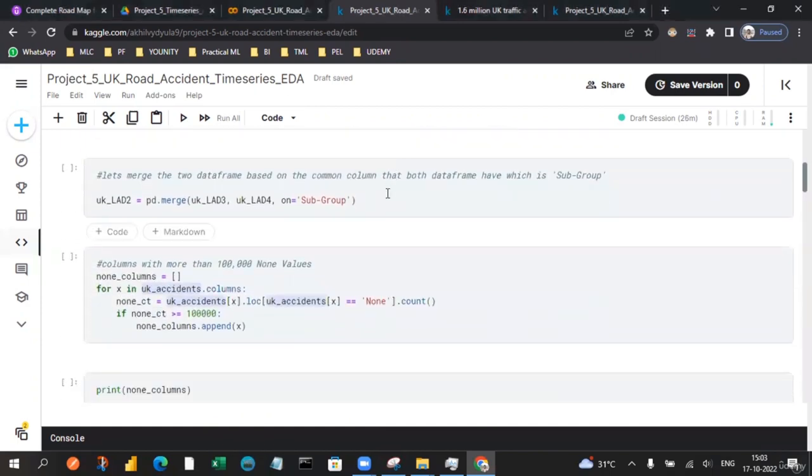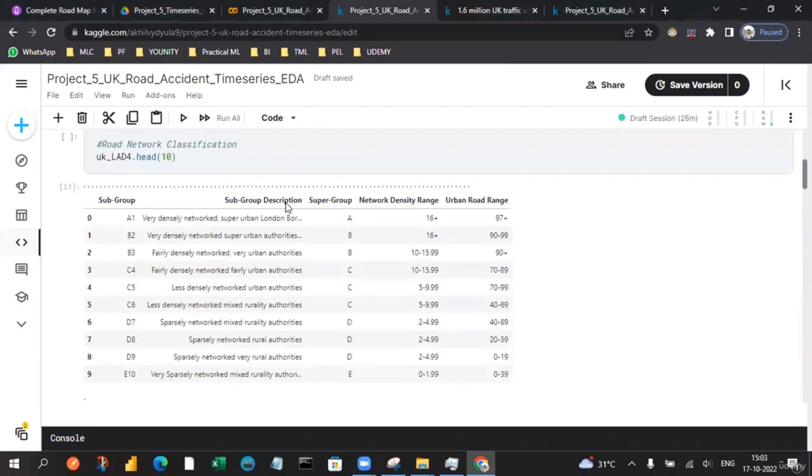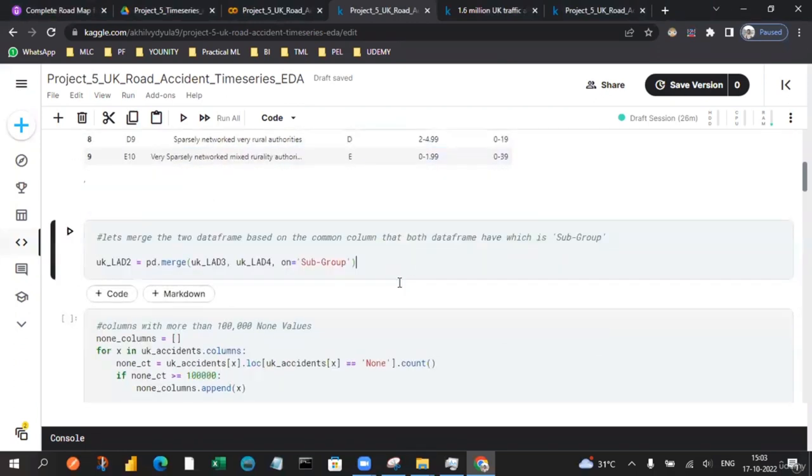So let's merge these data frames which we had for the LAT3 and also the LAT4, so that we get the common value for both data frames, which is the subgroup. I'm joining or merging these two data frames so that we will eventually get a complete data frame.